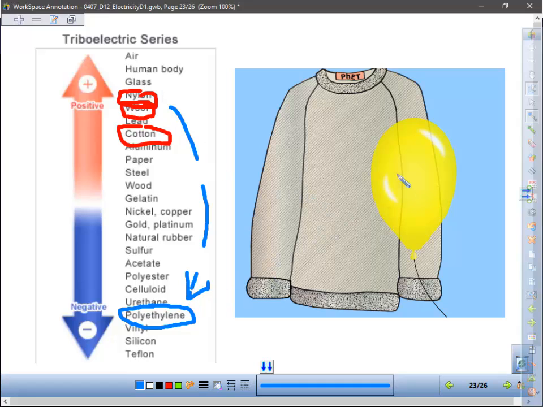That's because of the triboelectric series. But the wall is made out of things like celluloid, and so it's not going to attract the electrons any more than the polyethylene, so no charge changes when you rub the balloon against the wall.